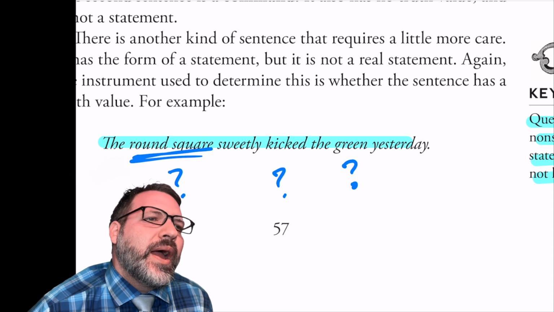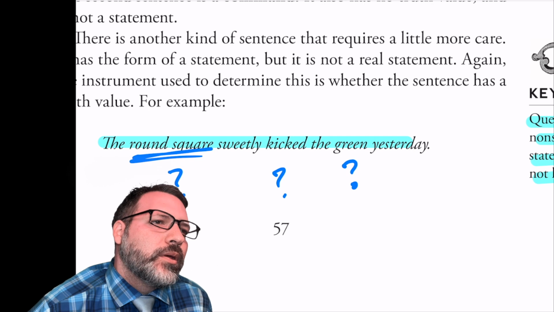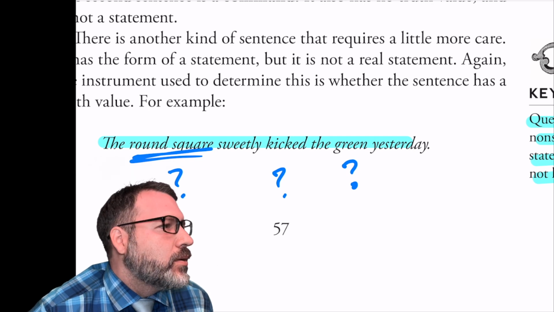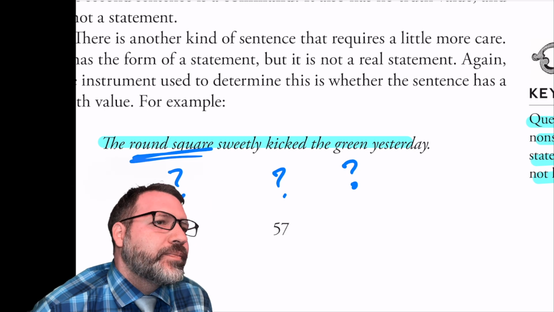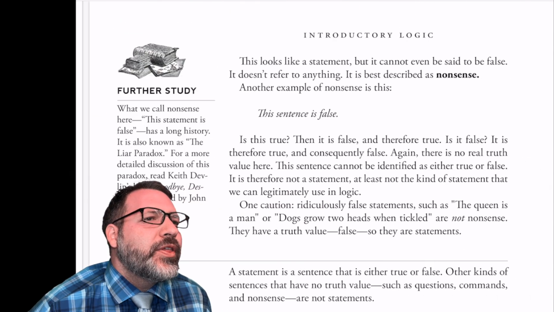But then it wouldn't be round. It would be called the town round. Maybe. But even then, can a town square kick somebody? No, right? All right. Now, there are a couple things to be careful of here.